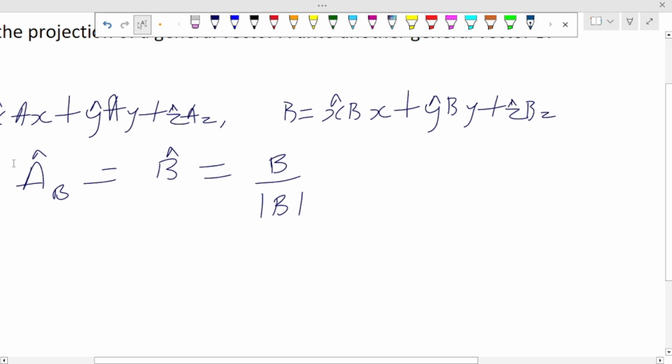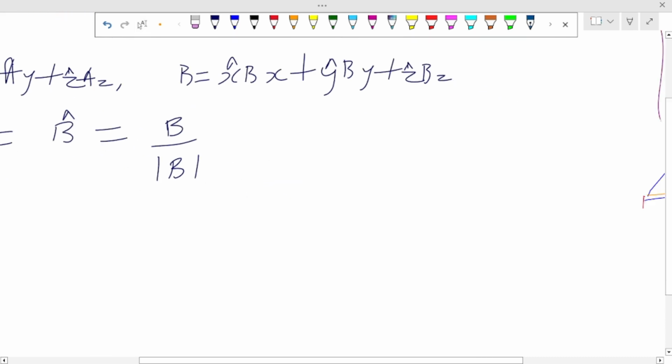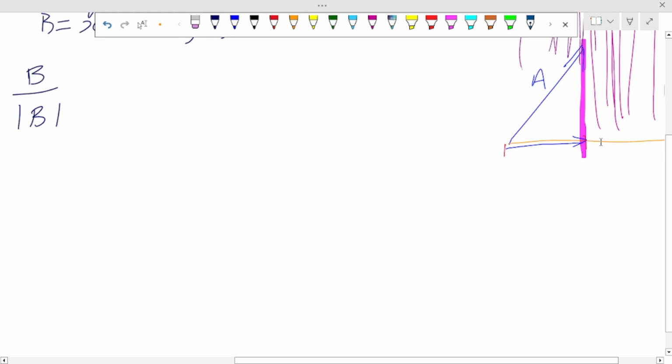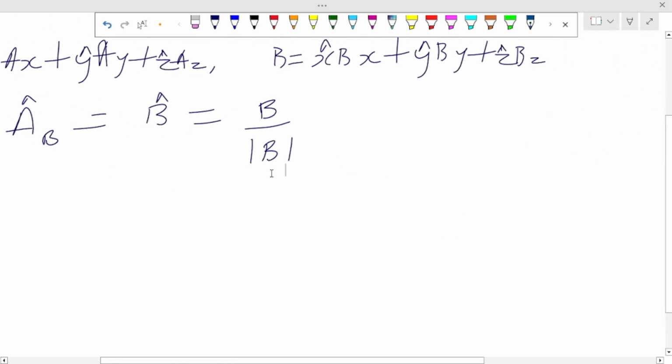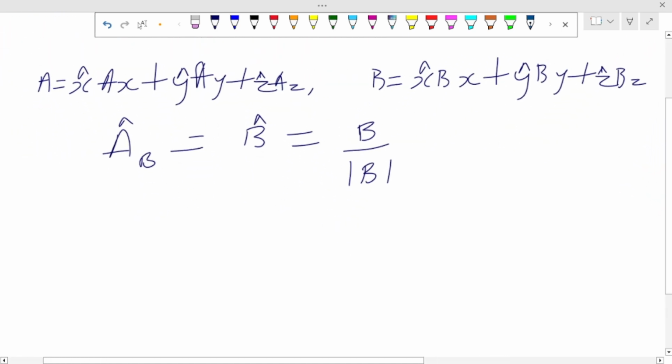Since the projection of vector A on B is in the same direction as B, that's obvious here. That means the unit vector of the projection and of B will be the same. And recall that the unit vector is the vector divided by its magnitude. So we are done with the direction.